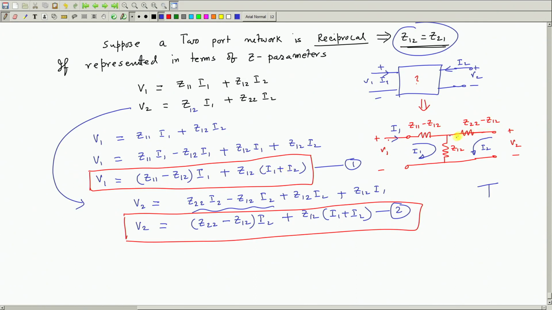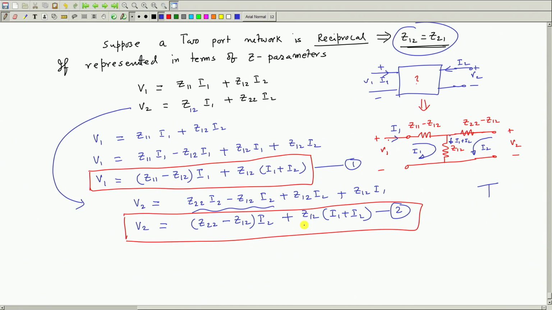Similarly, in the second loop, the applied voltage is V2, it will be equal to (Z22 minus Z12) into I2 plus, what is the current flowing through this Z12? It is I1 plus I2, so I1 plus I2 into Z12.